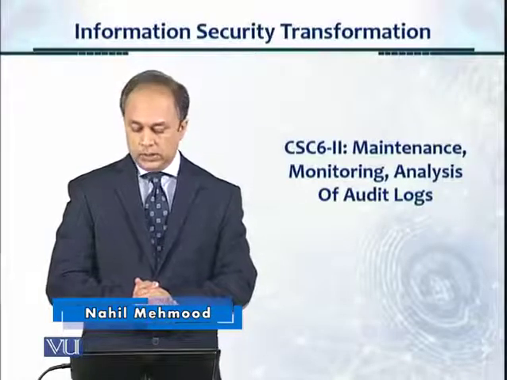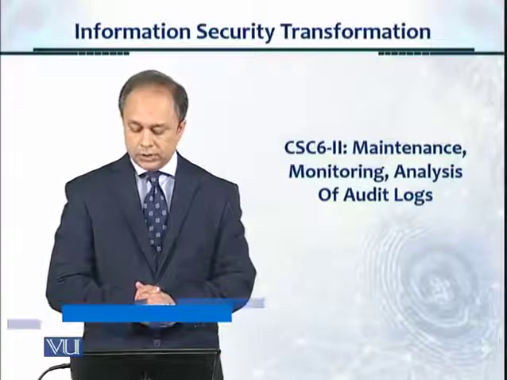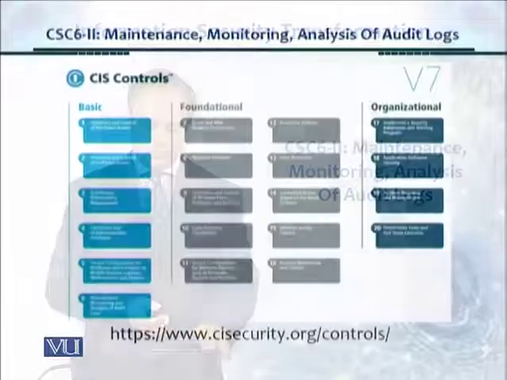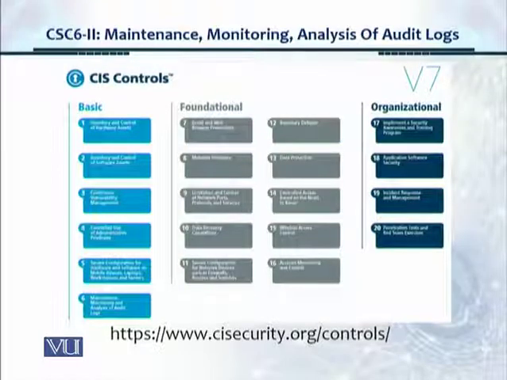Welcome. In this module, we're going to continue to the second part of the critical security control from CIS, control number 6, which is maintenance, monitoring, and analysis of audit logs. This is the graphic showing the overall CIS controls version 7, the layout, and there are 6 basic controls, 10 foundational, and then there are 4 organizational controls.